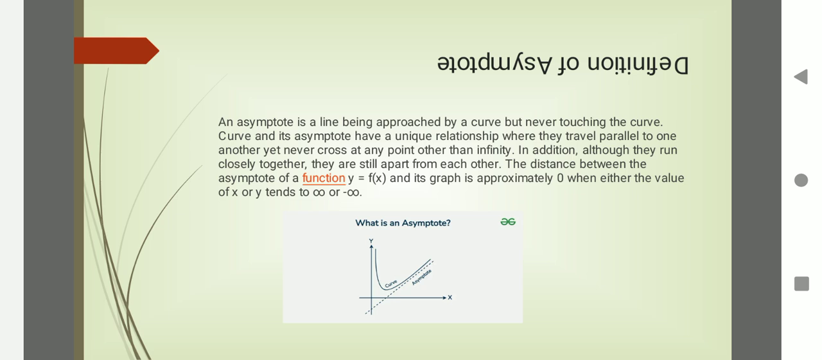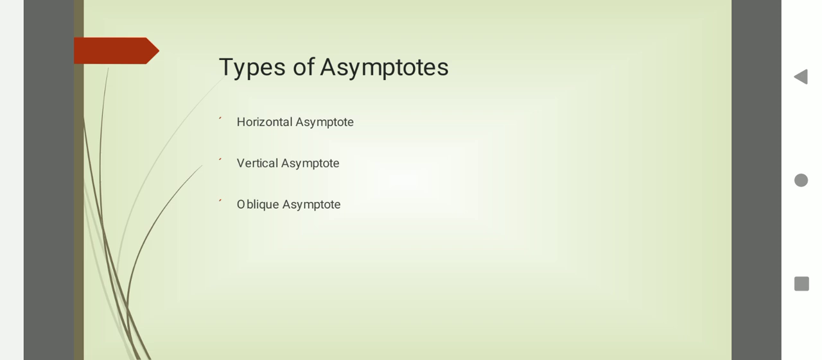The distance between the asymptote of a function y equals f(x) and its graph is approximately 0 when either the value of x or y tends to infinity or minus infinity. So we can say the distance is so small that it is approximately 0 when either x or y approaches infinity or minus infinity.